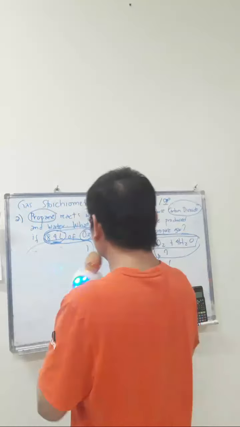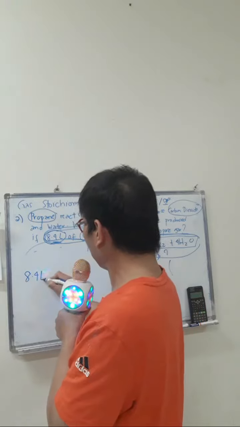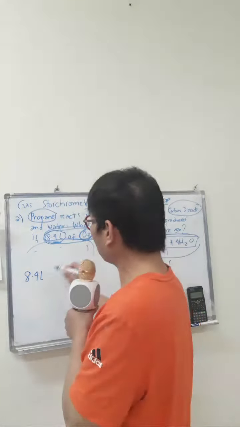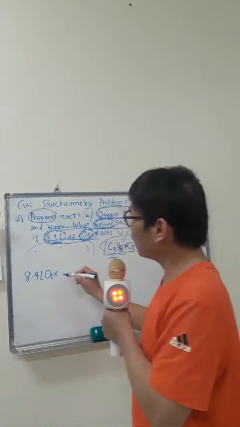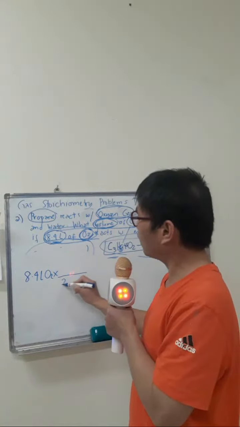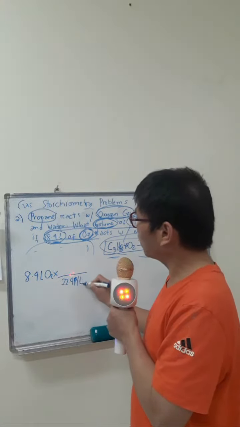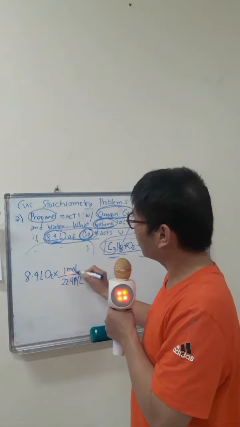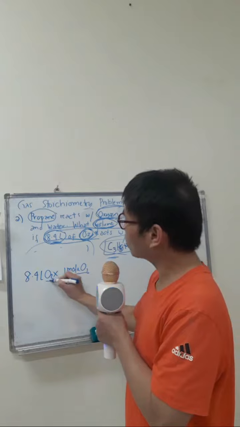8.4 liters of oxygen gas. Now, this is an ideal gas, so for every 22.4 liters of gas, we have 1 mole of oxygen gas, because you are referring to oxygen now.